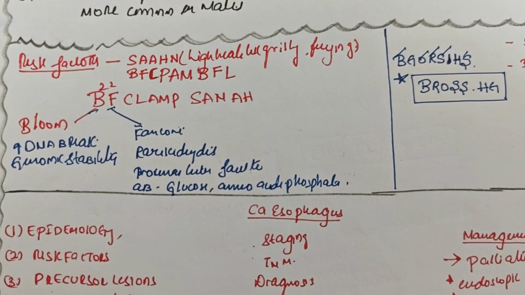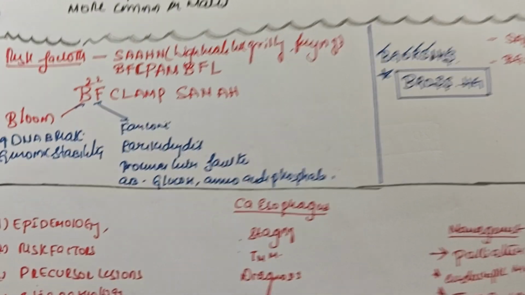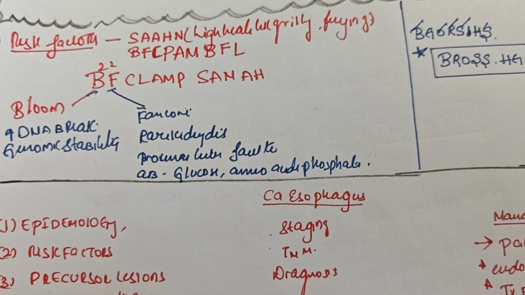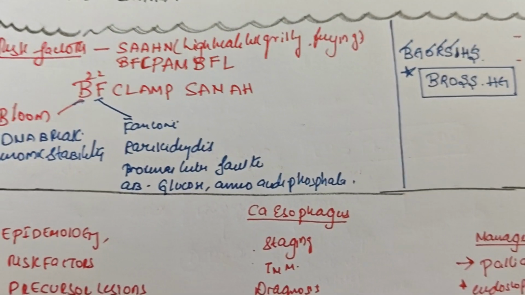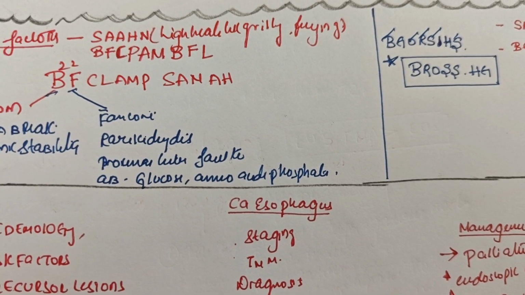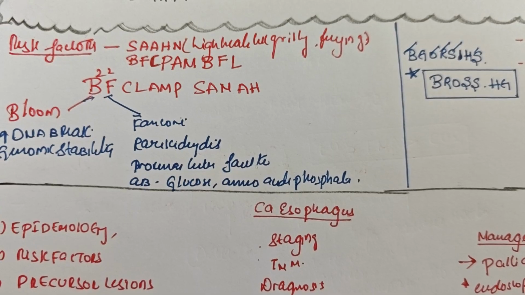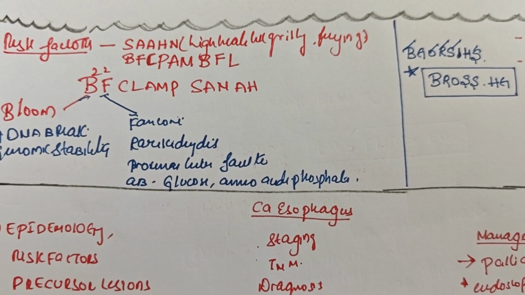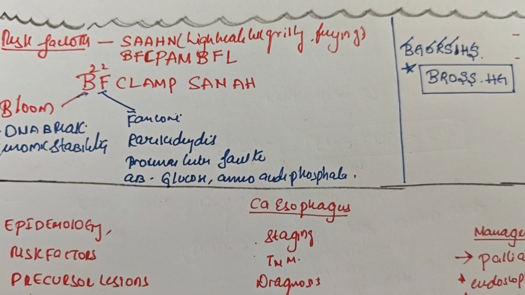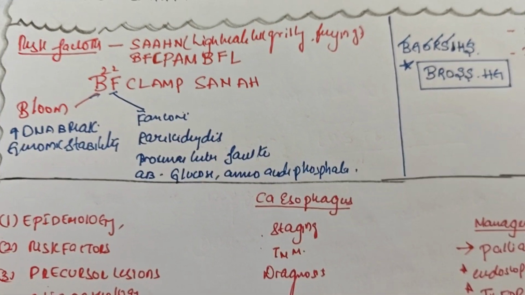The next thing is, what is C here? C is, which I have already discussed, corrosive stricture. Then what is L here? What is A? A for alcohol. Alcohol plays an important role.